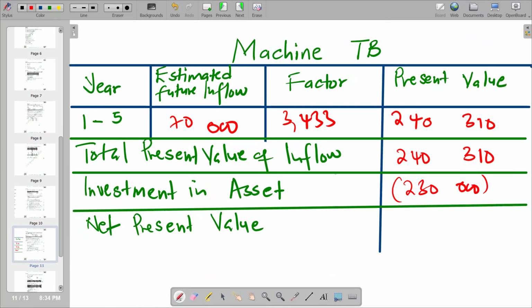Then obviously you say 240,310 minus 230,000, and we get the net present value, which is 10,310. So basically, this is the calculation of net present value.